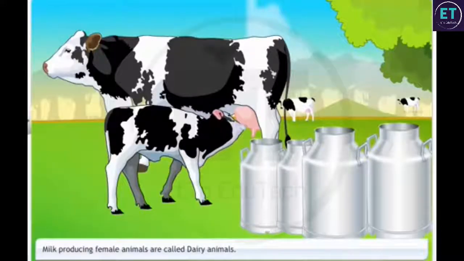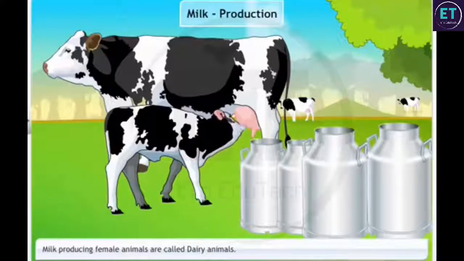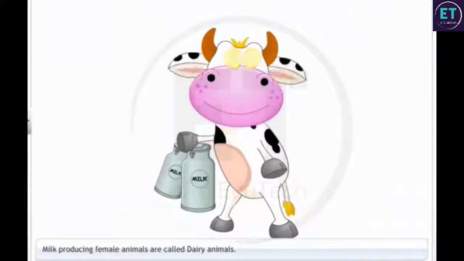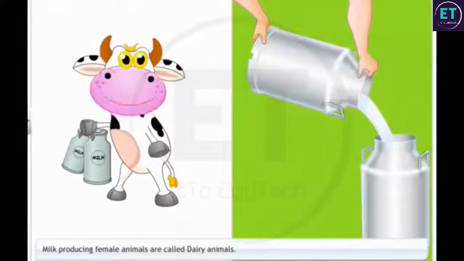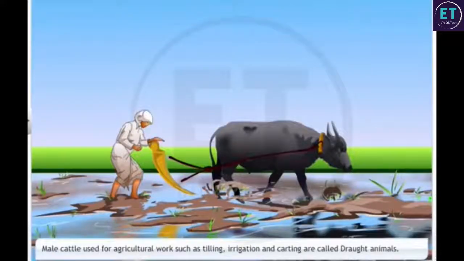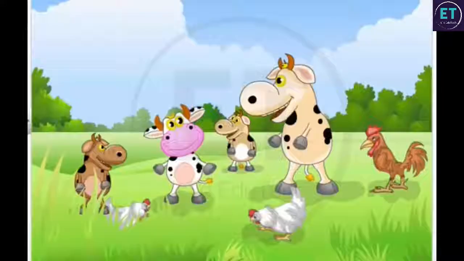Milk-producing female animals are called dairy animals. Therefore, Moo is a dairy animal and she will probably contribute to the milk production at the farm in due course. Agricultural work involves tilling, irrigation, and carting. Male cattle used for such farm labor are called draft animals. Moo's friend, Big Joe, is involved in agricultural work.